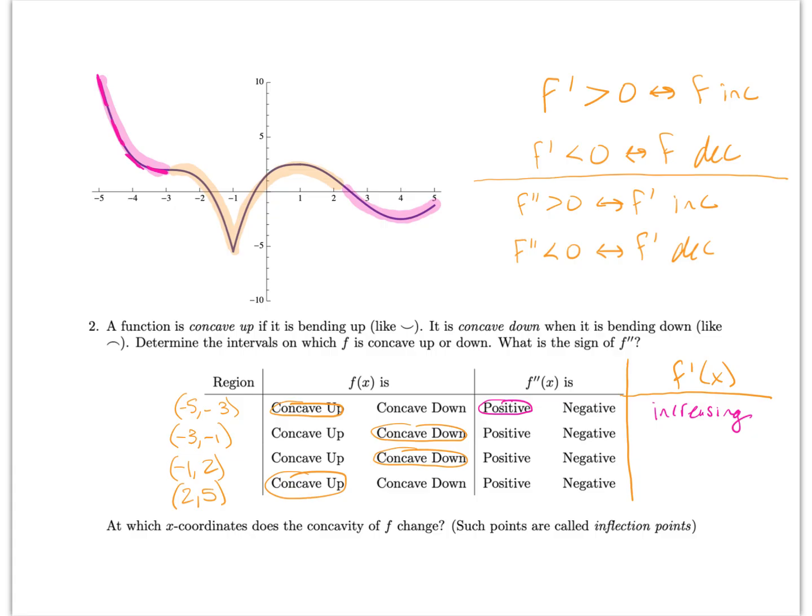Okay, let's look from -3 to -1. If I draw some tangent lines, they start out almost horizontal, very close to 0, and then they get more and more negative. So they start out at 0 and they get more and more negative. That is decreasing in value. And when f prime is decreasing, f double prime is negative.